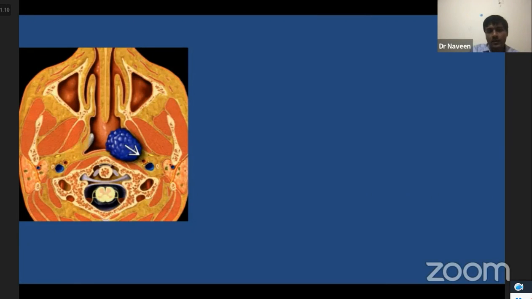The posterior pharynx is mainly formed by the buccopharyngeal fascia. Another important thing to keep in mind is that the pharyngobasilar fascia has a defect in it to conduct the eustachian tube and the levator palatini muscles and all. So this is the potential site for spread of nasopharyngeal cancers.